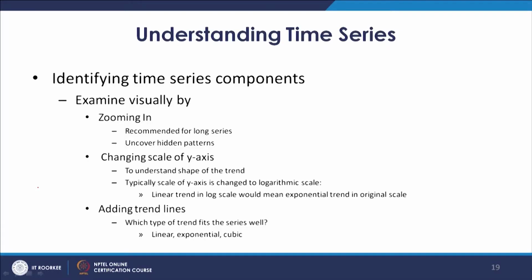So we can examine a time series visually by zooming in. Sometimes the period involved in a time series could be quite long. In that sense, when we create a time plot, the values can get mixed up, and if there is any cyclical behavior shown by the series, that would not be clearly visible. So there are some components which would not be very clearly inspected using a time plot, just because the period is quite long. So zooming in is one way we can handle a long series.